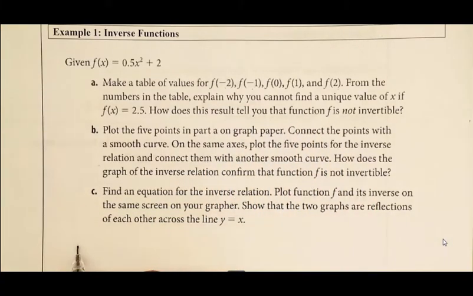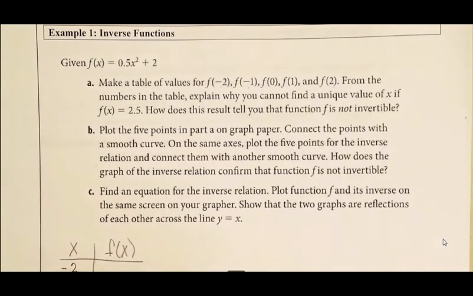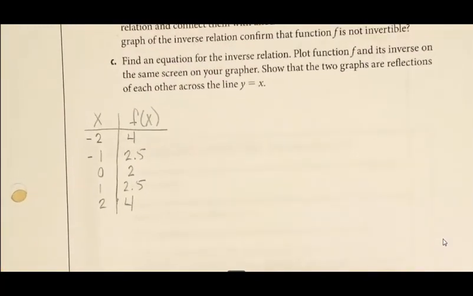All right, so I'm pretty sure that you guys already know how to create an input-output table. Hopefully by the time you're in pre-calculus, you know this. So I'm going to do this super quick. I'm not even going to plug it in. I'm just going to copy it down from the book, okay? So if I plug in -2, I get out 4. If I plug in -1, I get 2.5. Plug in 0, I get 2. Plug in 1, I get 2.5. And plug in 2, I get 4. Sorry, off the chart there.